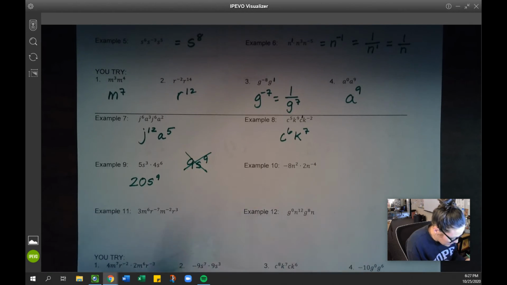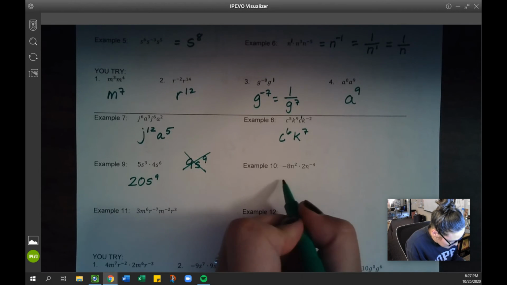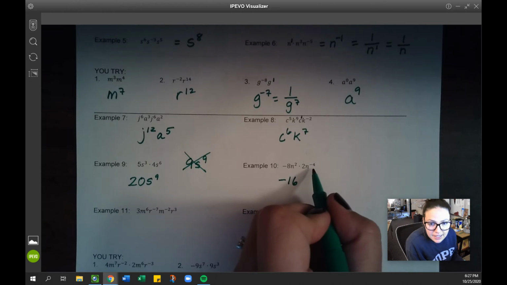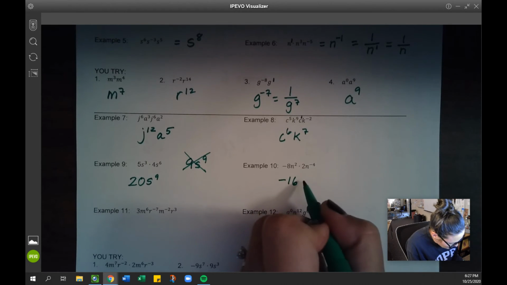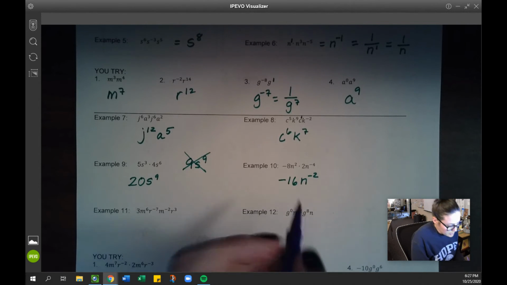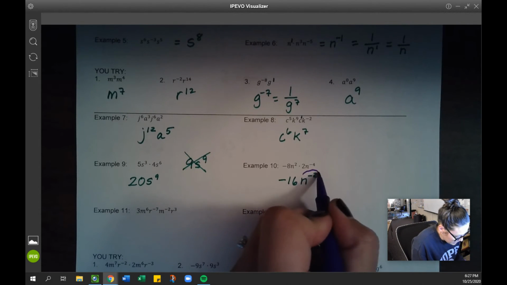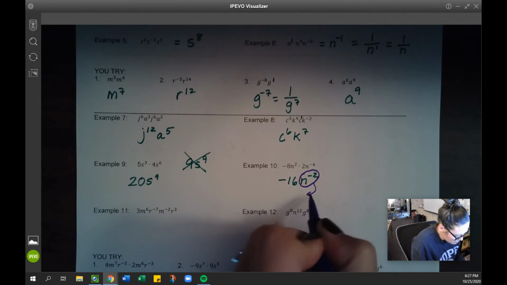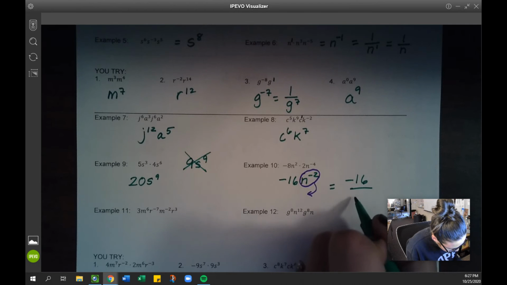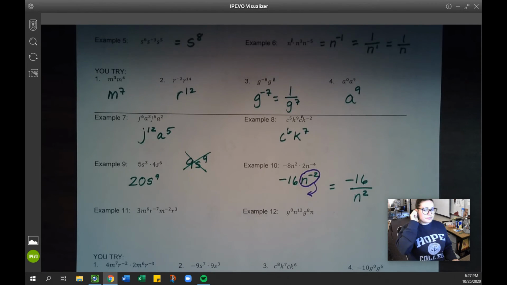All right, so example 10 is kind of the same deal. Negative 8 times 2 is still negative 16. N squared times n to the negative 4th, I'm going to add those exponents, so I have n to the negative 2. Now, I can't leave my answer with a negative exponent. However, not everything has a negative exponent. Even though this is negative, it's not an exponent. So the only thing that's going to flip is the n, which means I have negative 16 over n squared.